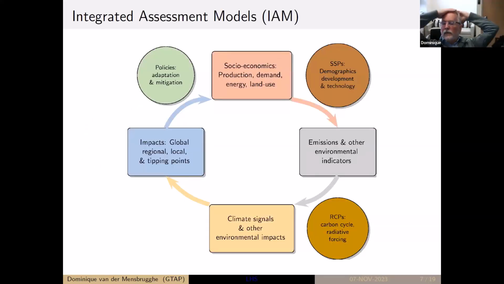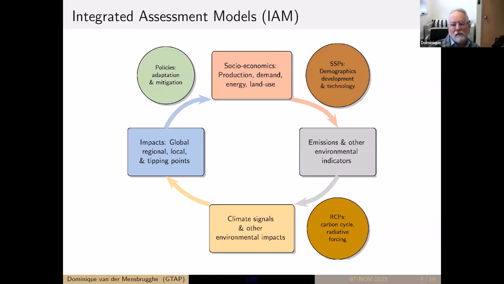So let me move on to the integrated assessment. I think many of you are familiar with what integrated assessment is. So you have this circular diagram here. You have your economic model. That's the top rectangle, where you have production, demand, energy, land use. This could be a CGE model, but it could be some other economic model as well. This leads to greenhouse gas emissions and potentially other environmental indicators.